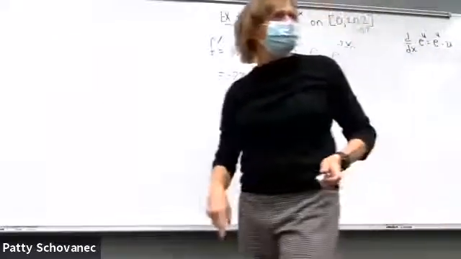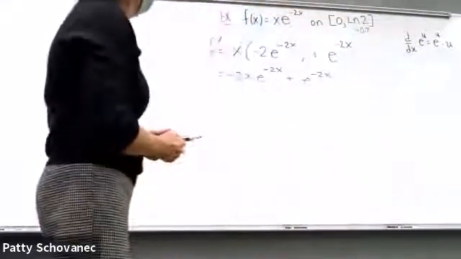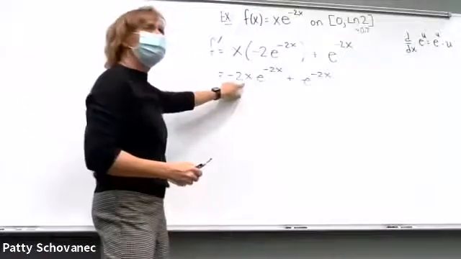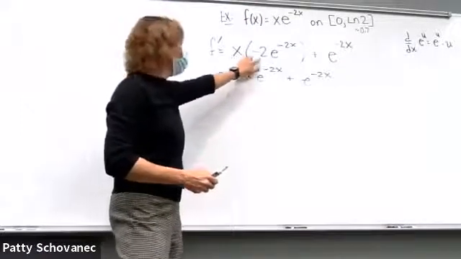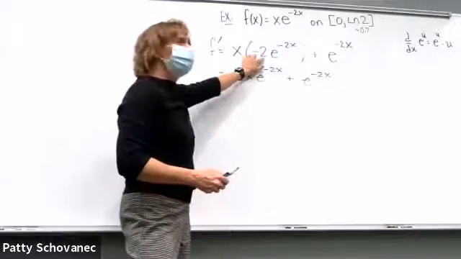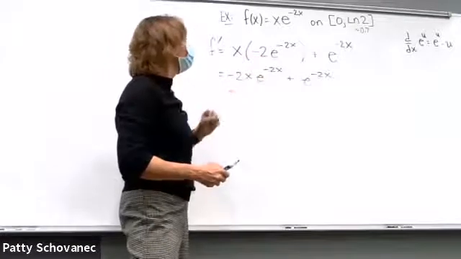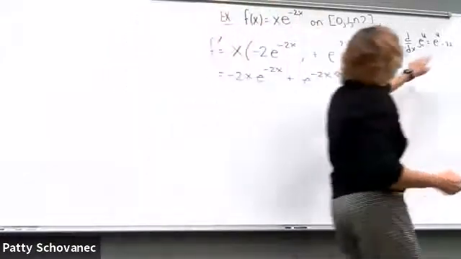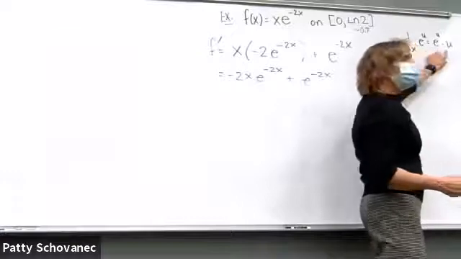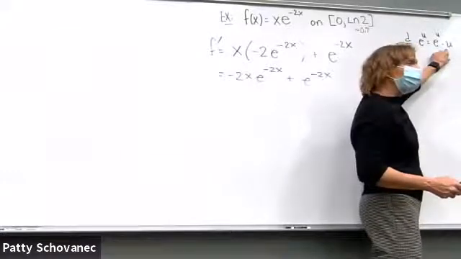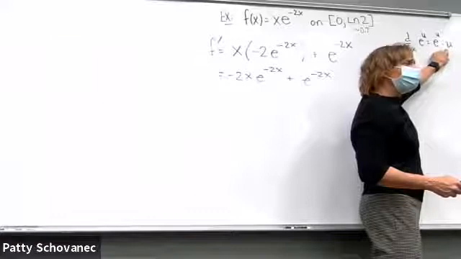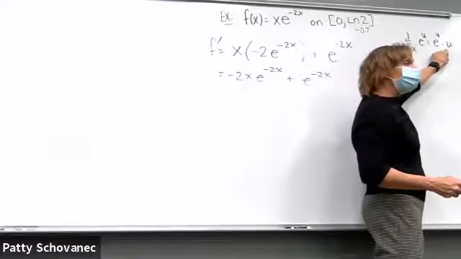But why is it not negative 2x times e to the negative 2x? Well, it is after I simplify. But why do you want it to be negative 2x in here? But remember, it's itself, e to the negative 2x, times the derivative of the power. The power is negative 2x, so its derivative is just a negative 2.